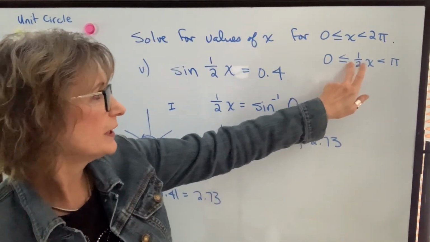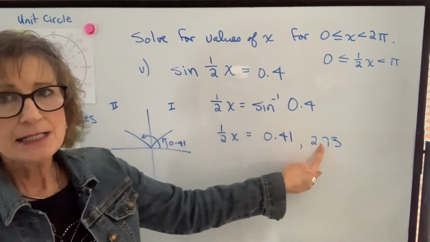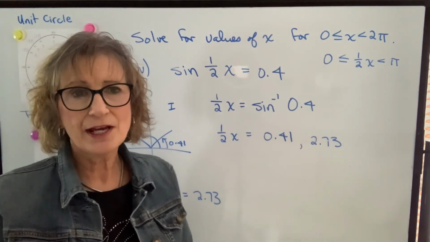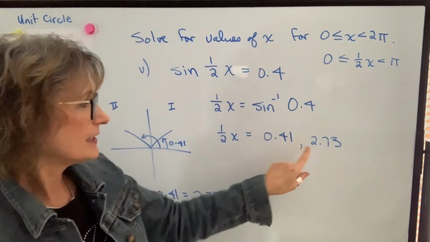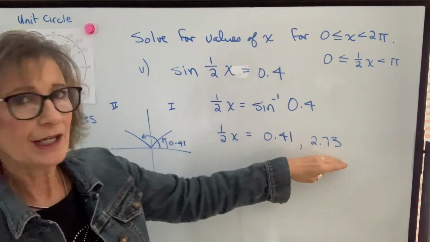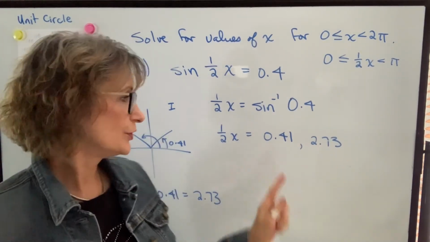Is that between 0 and pi? Yes, it is. Some of these questions, it won't be, because if the other angle is in quadrant 3 or 4, you're just going to have to exclude it. In this case, this is an angle in quadrant 2. It's less than pi, so I'm okay. But just be aware that sometimes you're going to have to discard one of your answers when you do find the 2 answers.